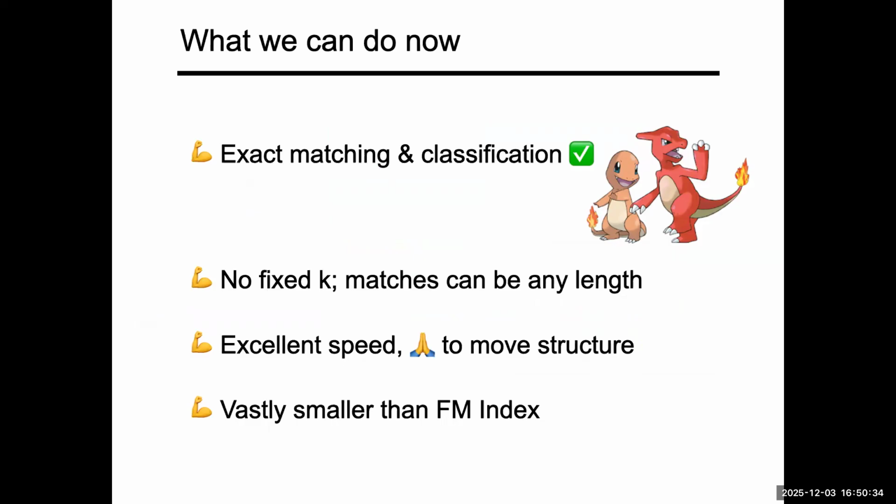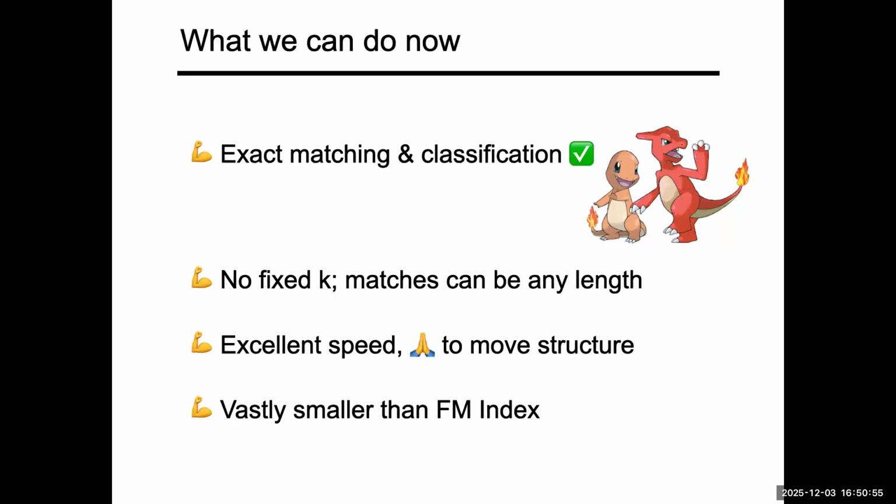We can do exact matching and classification with pan-genome indexes. Let me now say a few things about why this excites me so much. First of all, these are not K-mer-based methods. I just want to make that perfectly clear, right? These are full text indexes. Full text indexes don't require that you choose a parameter K and shred everything into K-mers first, which is really good news, right? We don't want to do that.